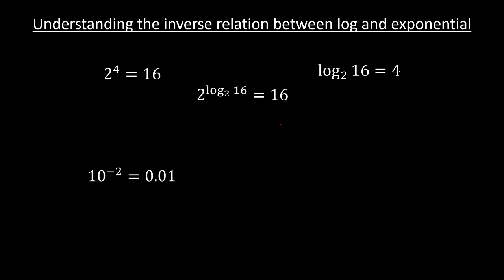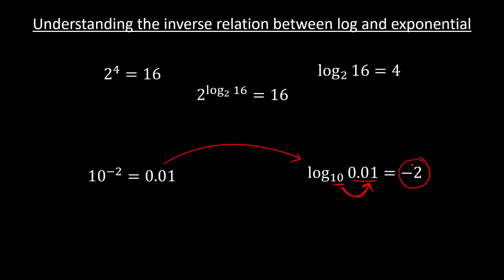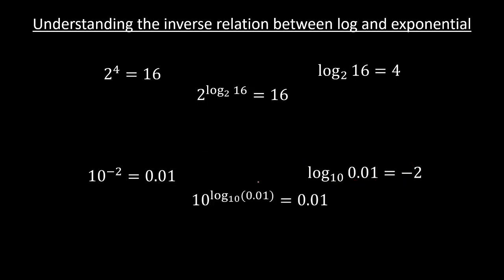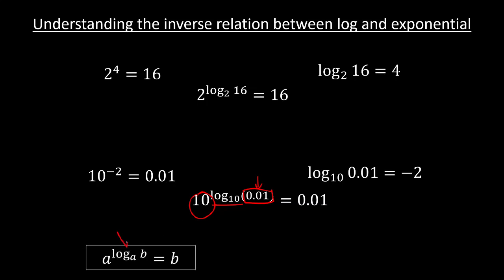Okay. Similarly, 10 to the power minus 2 is 0.01. We can write this fact in logarithmic terms as log base 10 of 0.01, and that power which transforms 10 to 0.01 is minus 2. And if we apply both these functions together to 0.01, we take 0.01 and we apply a log of base 10 and then we apply an exponential of base 10 and we get back 0.01. You can verify it on your own. Okay, so you can say that a to the power log base a of b is b.